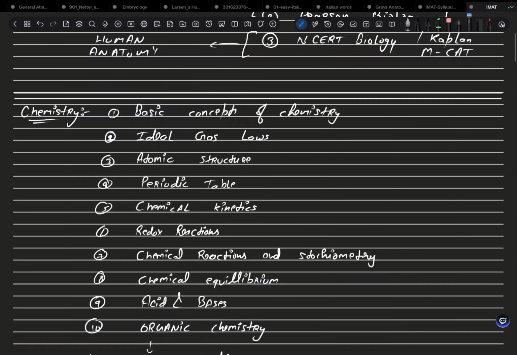Okay, now comes the chemistry portion. After biology, chemistry is the most important subject for the IMAT. Why? Because it has 15 questions in it, right? And in chemistry, the major portion will come from physical chemistry, and then there will be inorganic and organic. Okay, for physical chemistry, you will be studying the basic concepts of chemistry.